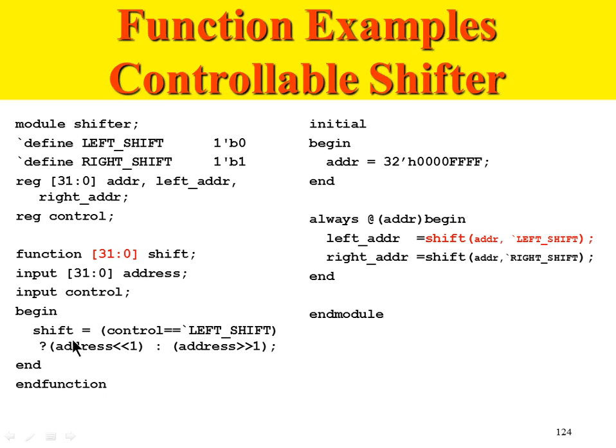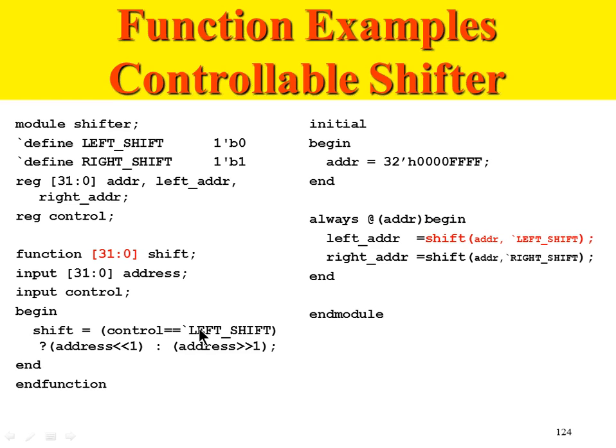Begin the function. Shift is equal to control equal to tick left shift, question mark, address left shifted by 1, else address right shifted by 1. So this is a conditional operator inside the function. If control is equal to left shift, so we compare control with tick left shift. What is that? It is 0. So if control is 0, address, the input at the function level, will be left shifted one time, and that will get assigned to the shift output, 32 bits.